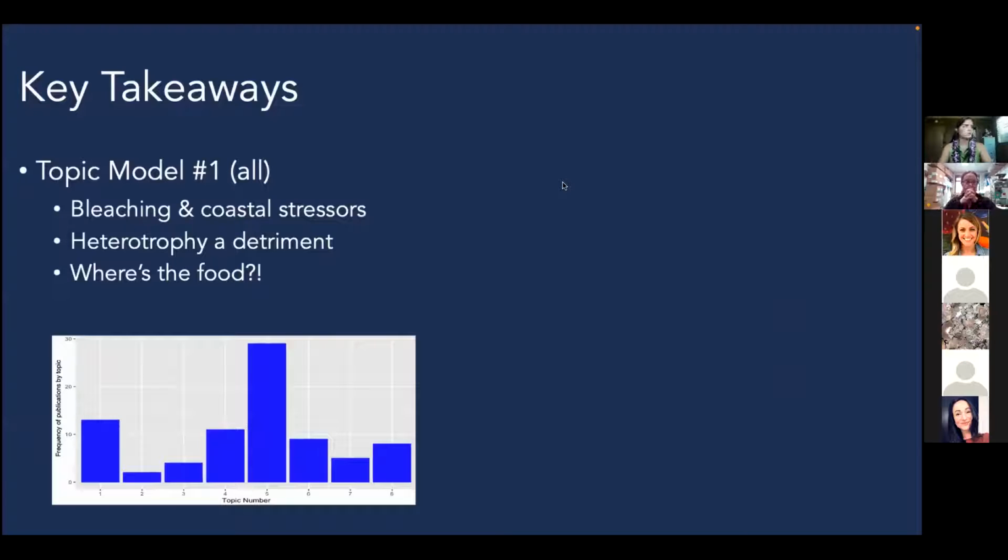So what could I get from this? This first topic model showed how bleaching was the overall most studied and coastal stressors were the least, really highlighted that information. Now, being able to look at all of these publications by topic, it was able to illuminate key information. There were founding instances of where heterotrophy could actually be a detriment to a coral in some cases. And even if a coral can successfully switch to feeding when needed, if the right kind of food isn't available for the coral, then it doesn't really work for them.